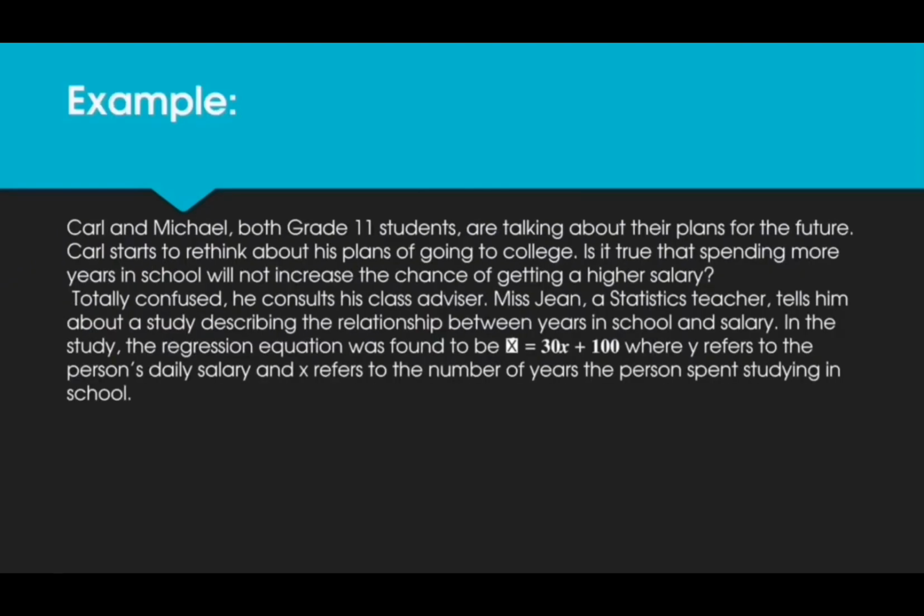Carl and Michael are both grade 11 students and are talking about their plans for the future. Carl starts to rethink his plans of going to college. Is it true that spending more years in school will not increase the chance of getting a higher salary? Totally confused, he consults his advisor, Miss Jean, a statistics teacher, who tells him about a study describing the relationship between years in school and salary. In the study, the regression equation was found to be y equals 30x plus 100, where y refers to the person's daily salary and x refers to the number of years the person spent studying in school.